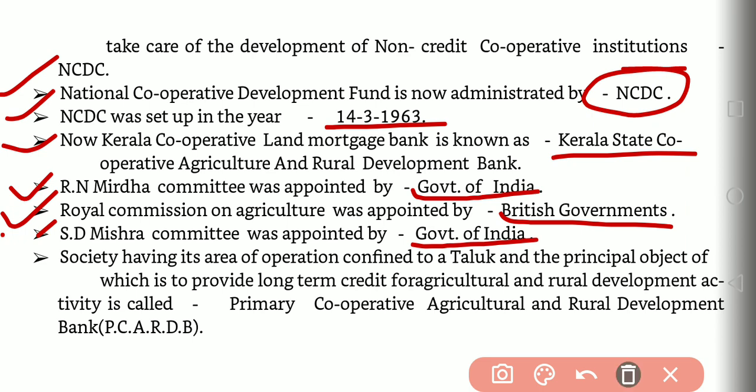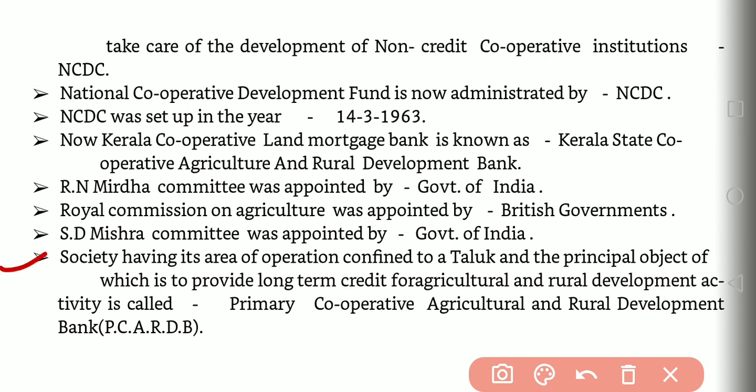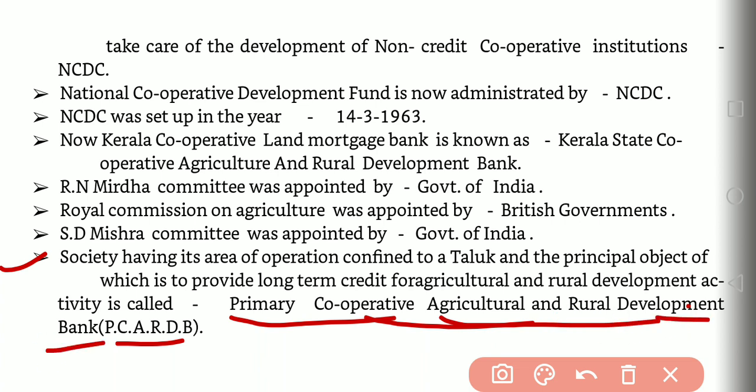Next, a society having its area of operation confined to a taluk and the principal object of which is to provide long-term credit for agricultural and rural development activity is called PCARDB or Primary Cooperative Agricultural and Rural Development Bank.